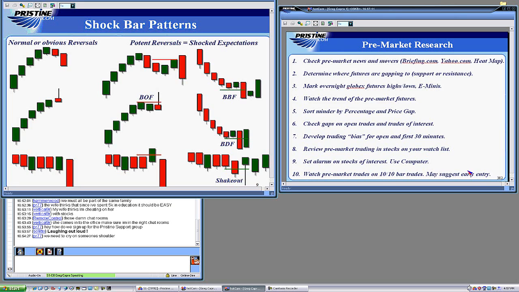Setups from the day before. Look at how they're trading. Maybe you'll want to get in before the market opens, depending on how prices are moving and the setup.